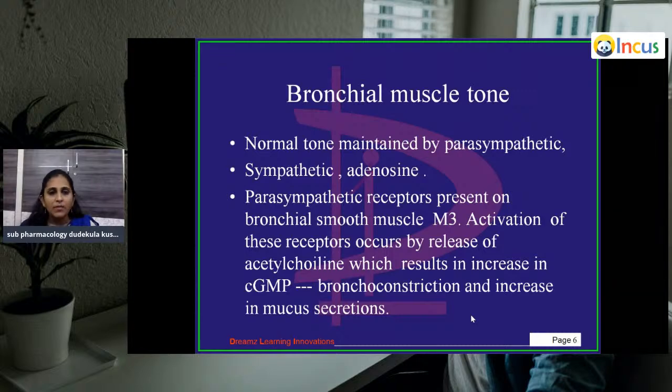Now I am saying the parasympathetic, which is present in bronchial smooth muscle, will lead to bronchoconstriction and increase in mucus secretion. Whereas in the GIT, there is some other reaction that we'll deal with later in parasympathetic. Okay, in bronchus, the parasympathetic receptors, M3 receptors, are present in smooth muscles. Always remember, parasympathetic receptors are the ones present in bronchial smooth muscles.